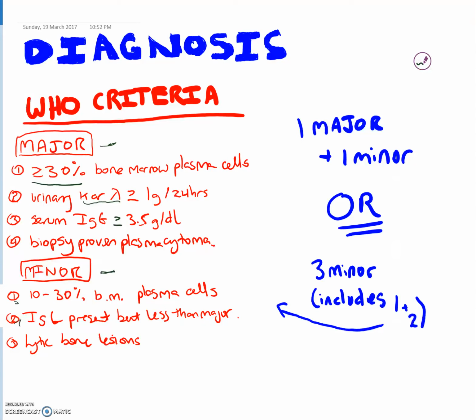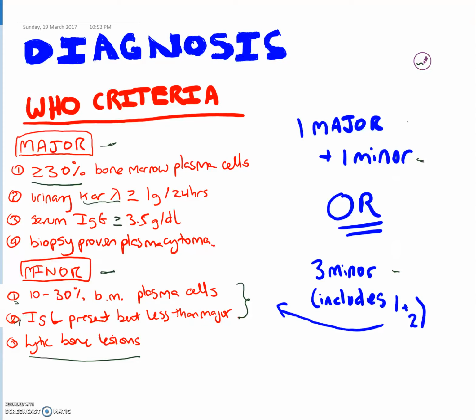There are also some minor criteria, which is like the same as the major but less so. Bone marrow plasma cells, only 10 to 30%. IgG present, but just less than 3.5, and as we spoke about, the bone lytic lesions. Now, to diagnose it, you need 1 major and 1 minor, or 3 major, which includes 1 to 2 here. Right?